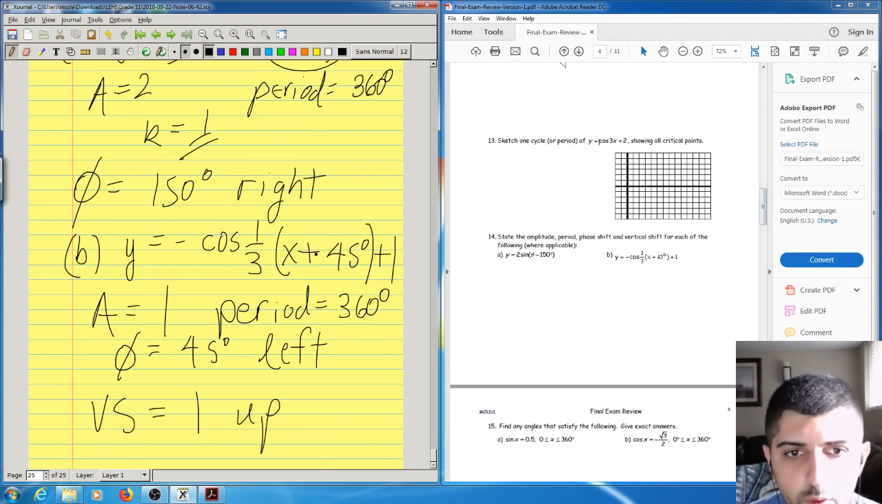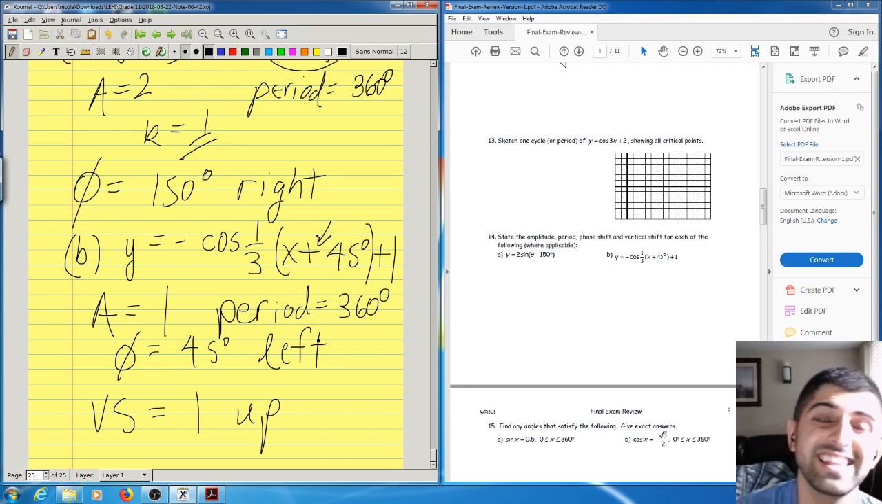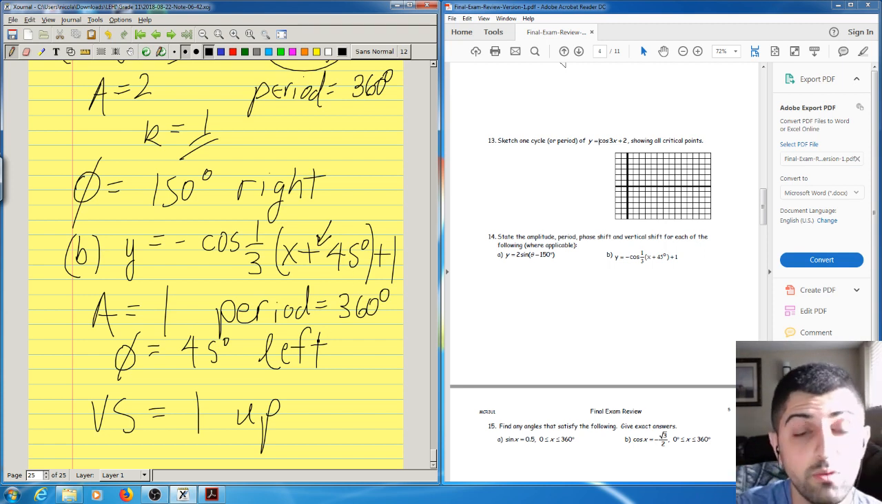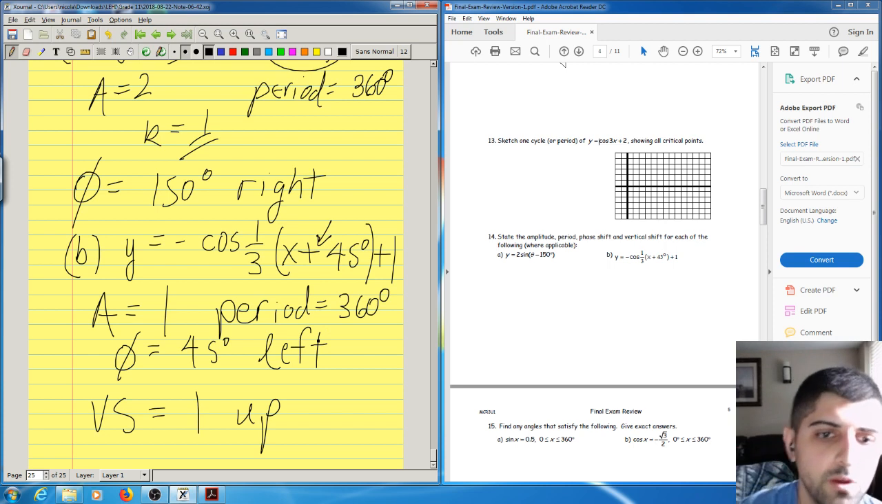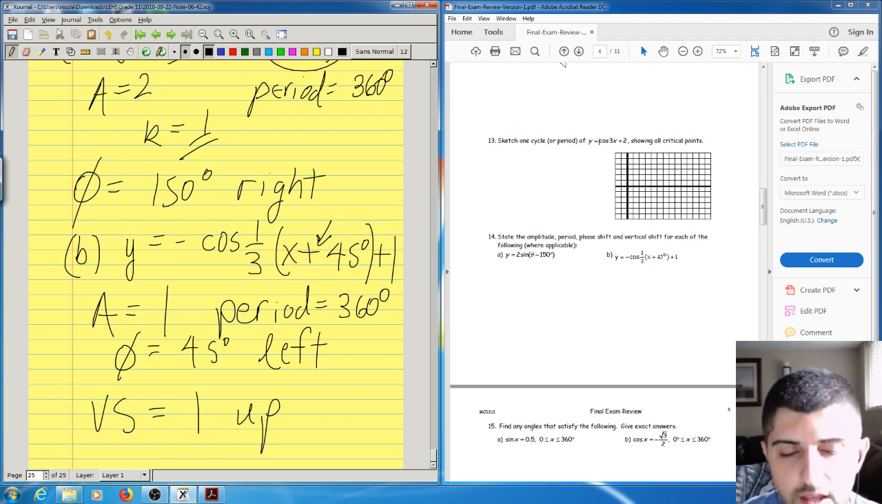Notice that for horizontal shifts or phase shifts, it's not what you think it is. A plus in phase shifts is actually the opposite of what you think it is. I would say right, but it's actually left. Whereas if you're doing vertical shifts, it is exactly what you think it is. It is up if it's plus, down if it's negative.